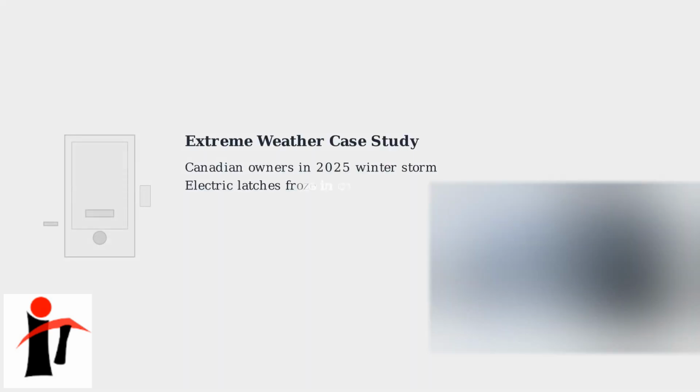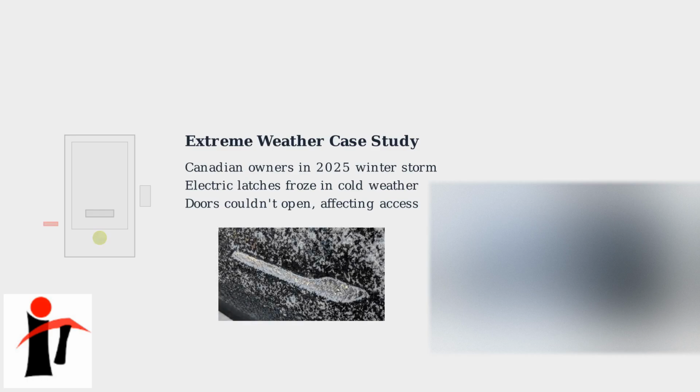In a 2025 case study from Canada, owners experienced frozen rear doors during a severe winter storm. The extreme cold caused the electric latch mechanisms to freeze, preventing doors from opening. This affected multiple Model 3 vehicles in regions with harsh winter conditions. Canadian owners used the mechanical emergency release lever to manually open the doors and escape.